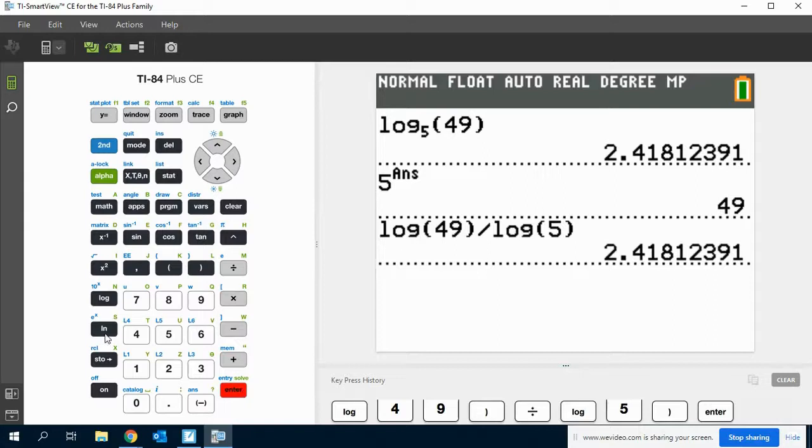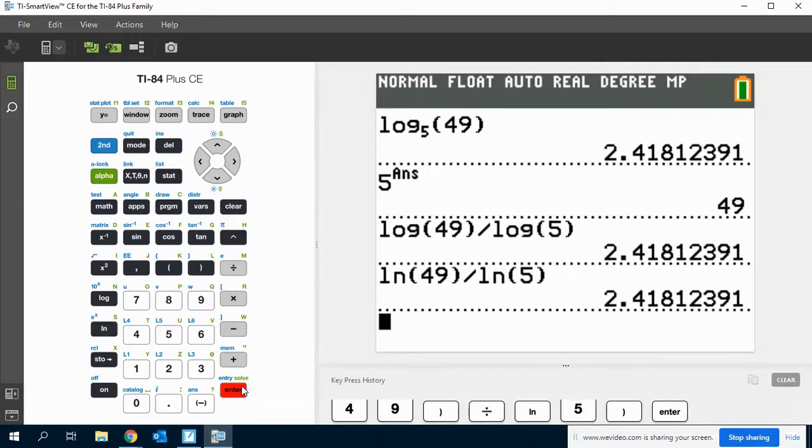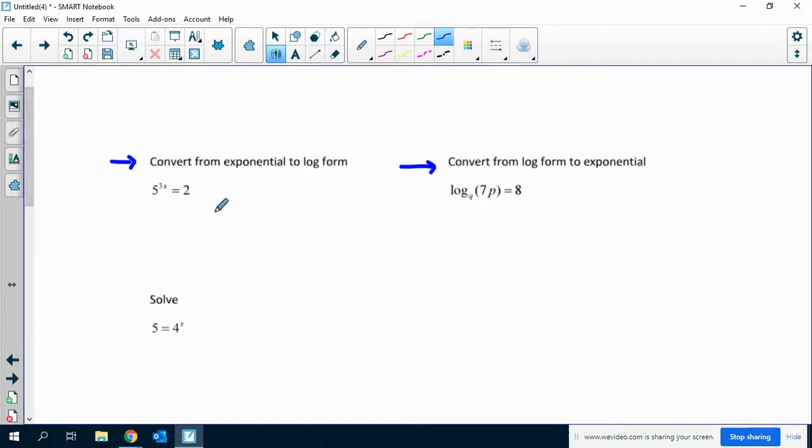Okay, I can also do that with natural log. So natural log of 49 divided by natural log of 5 will get me the same thing. So if I don't have that log base on my calculator, I can actually still get the right answer. So let's just do a little practice converting. Convert from exponential to log and convert from log to exponential. We're not asking to solve or anything, we're just converting.